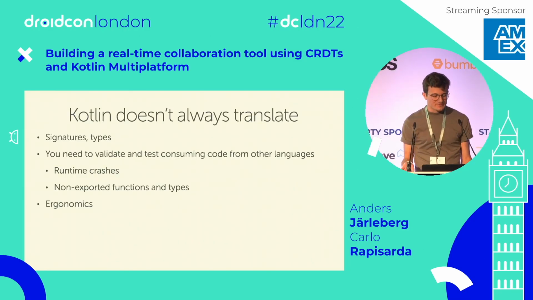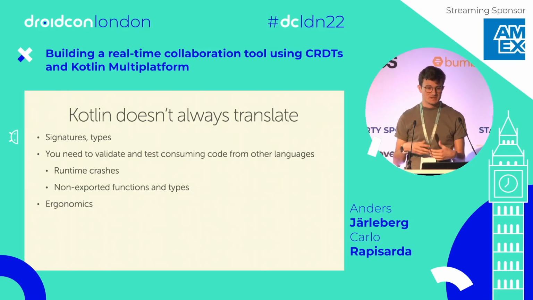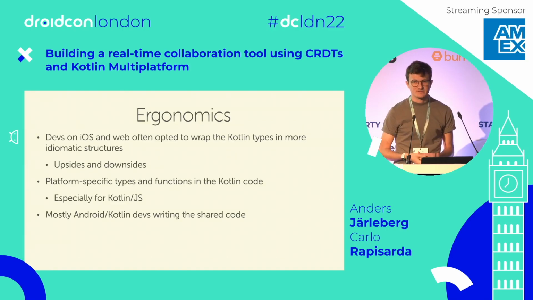Kotlin Multiplatform works excellently for JVM and Android targets, which already run Kotlin, but it doesn't always translate well to Swift or TypeScript. And you may think that you can just write tests in Kotlin, verify that everything works, and be done. But actually, that's not enough. Your functions might not be callable from other languages, or worse, perhaps they have wrong signatures, such that you pass the wrong objects and then you get runtime crashes. In general, the ergonomics isn't always great, and there are a lot of trade-offs to make.